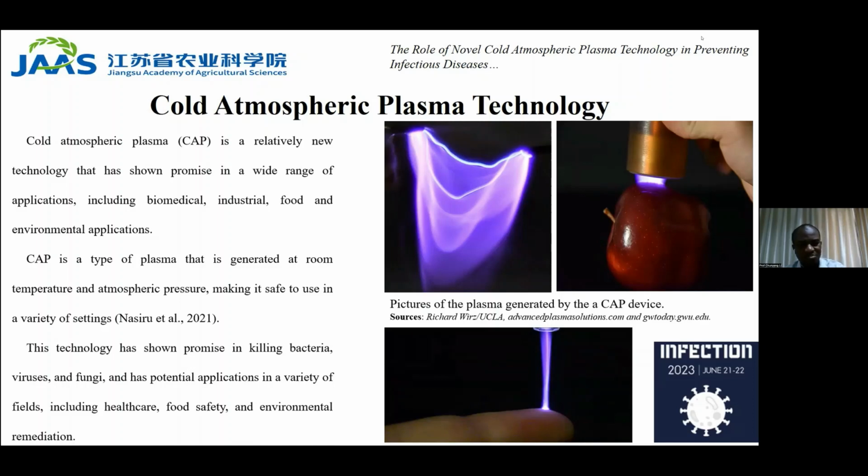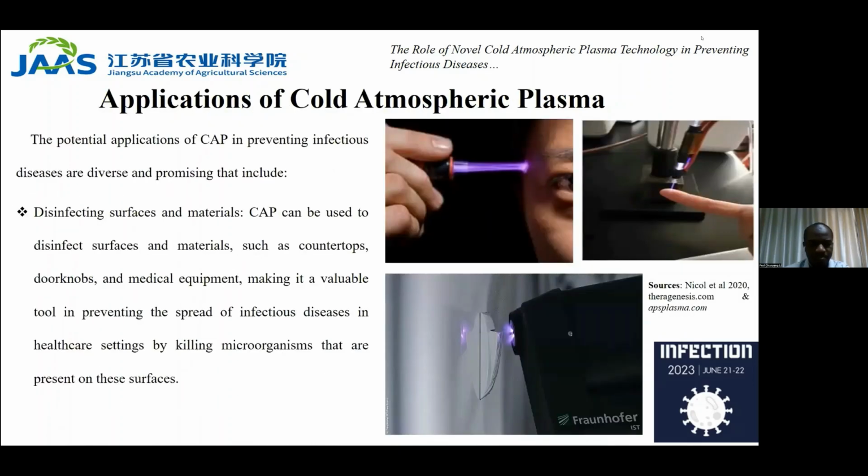This technology has shown promise in killing bacteria, viruses, and fungi, and has potential application in a variety of fields, including healthcare, food safety, and environmental remediation. The potential applications of cold atmospheric plasma in preventing infectious diseases are diverse and promising, and include disinfecting surfaces and materials.